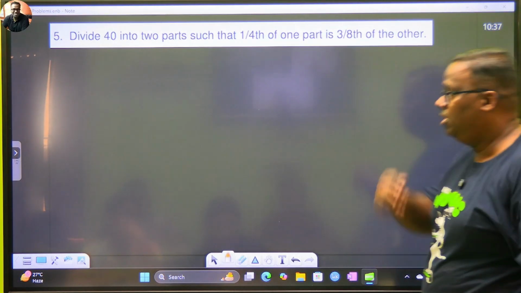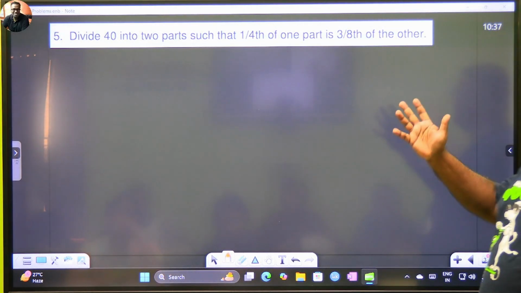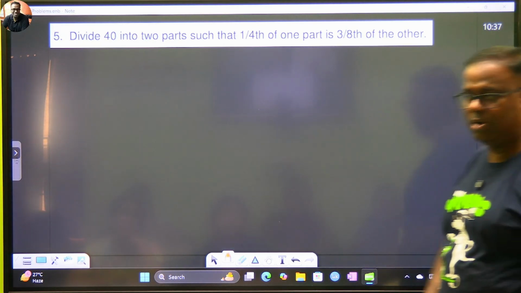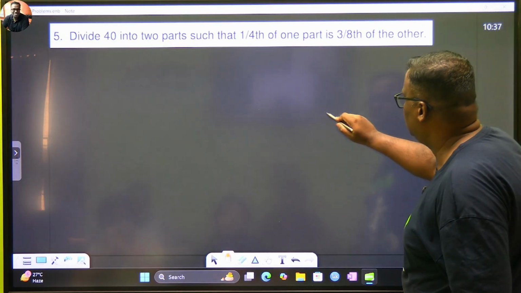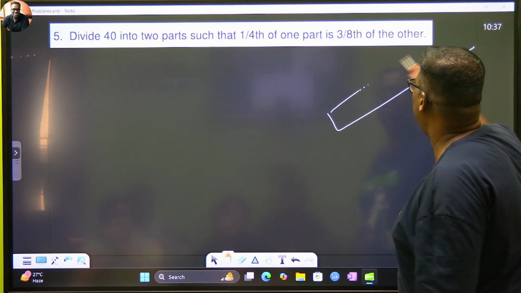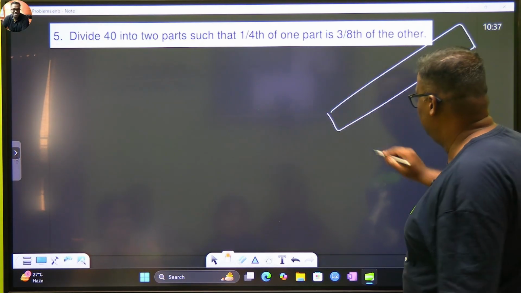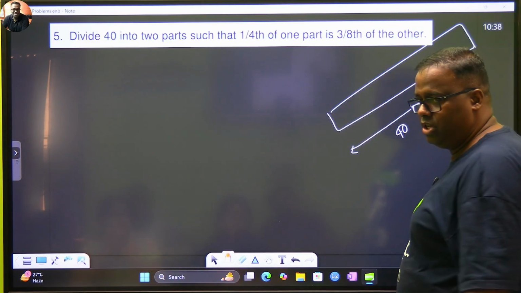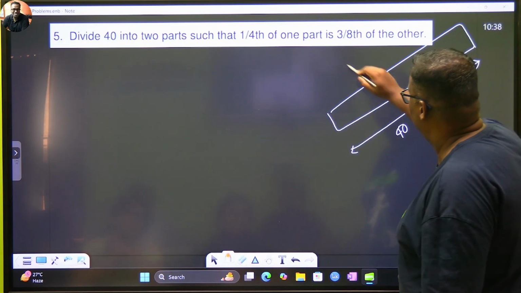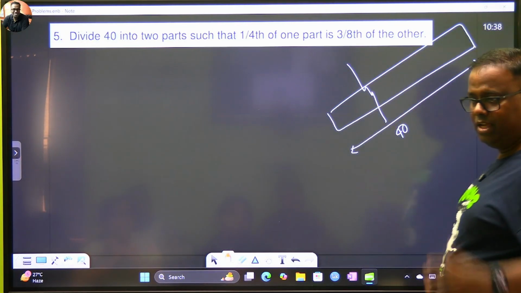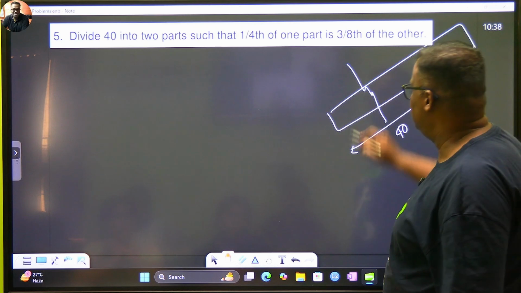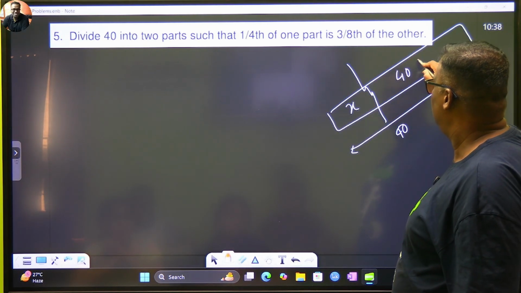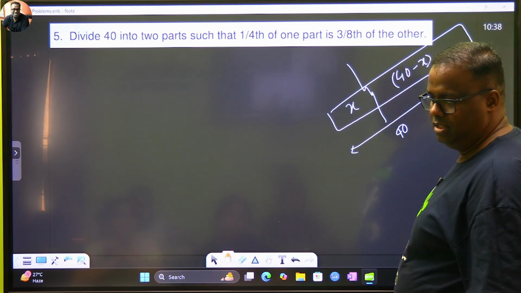Okay, our next problem. Every problem will be different, so our logic is required. Divide 40 into two parts. So our problem, 40 is a dairy milk. This dairy milk is how much? 40. And then one boy says, tells sir, give me my share. So I have divided 40 into two parts. Let me say one part is x. Then the other part should be how much? 40 minus x.